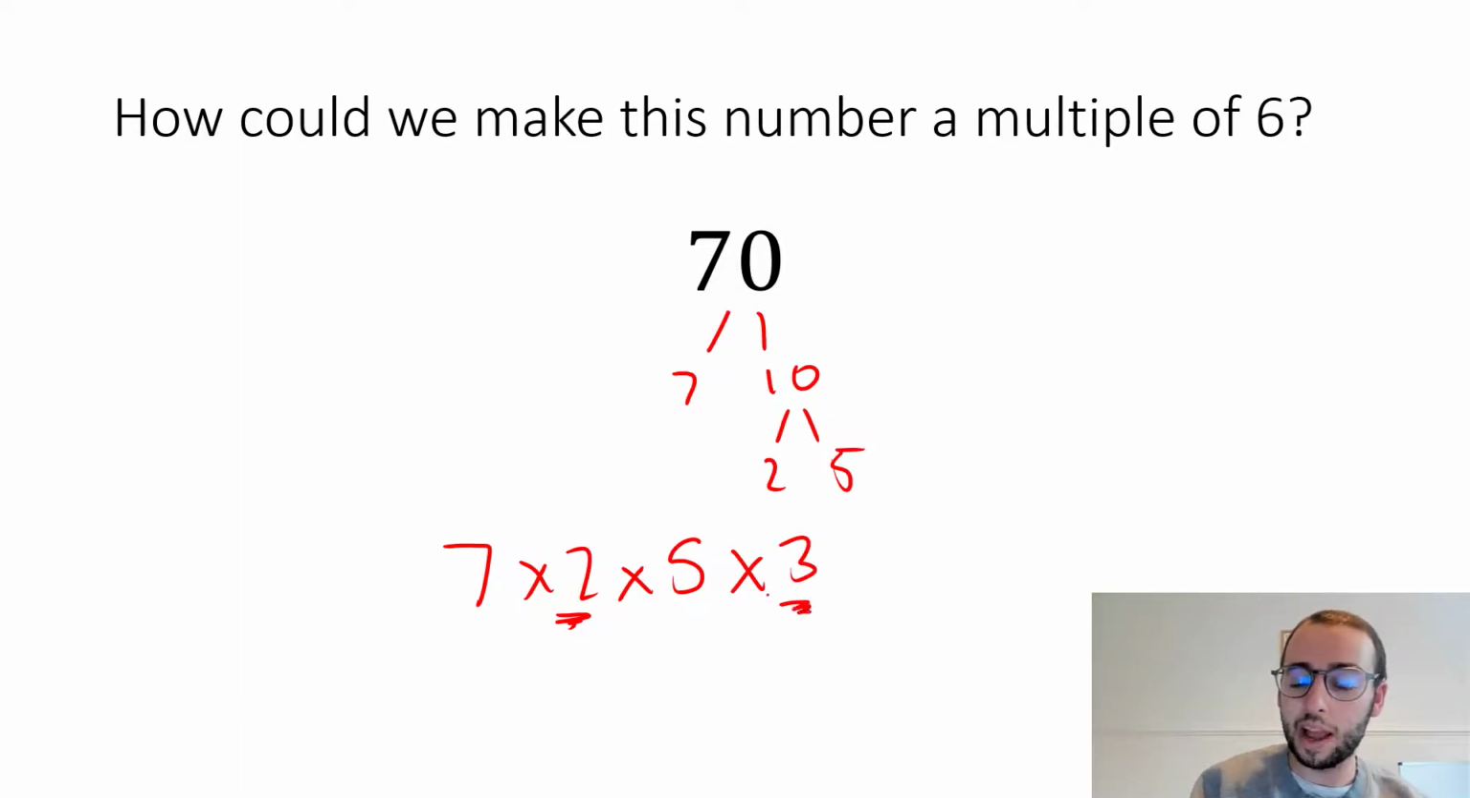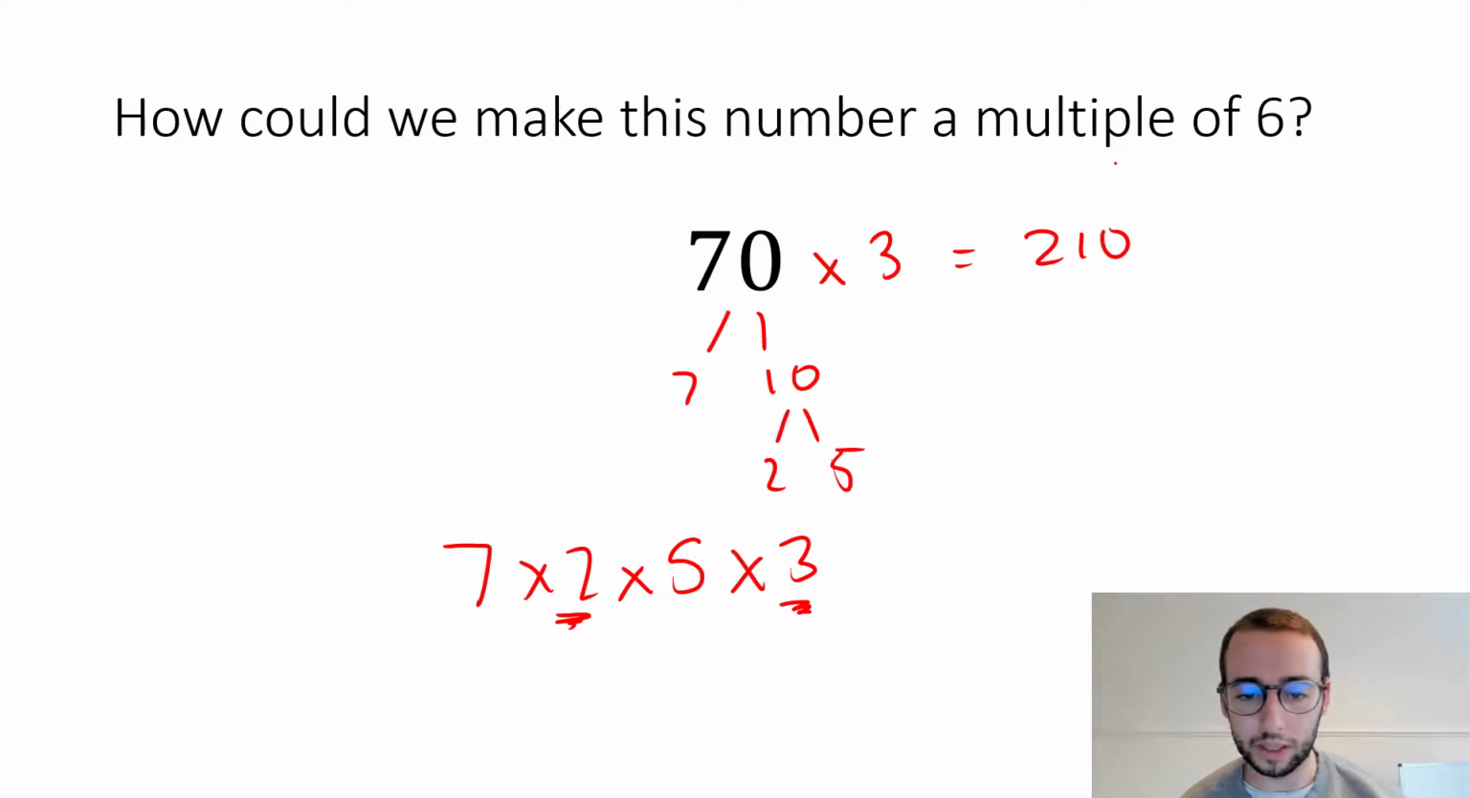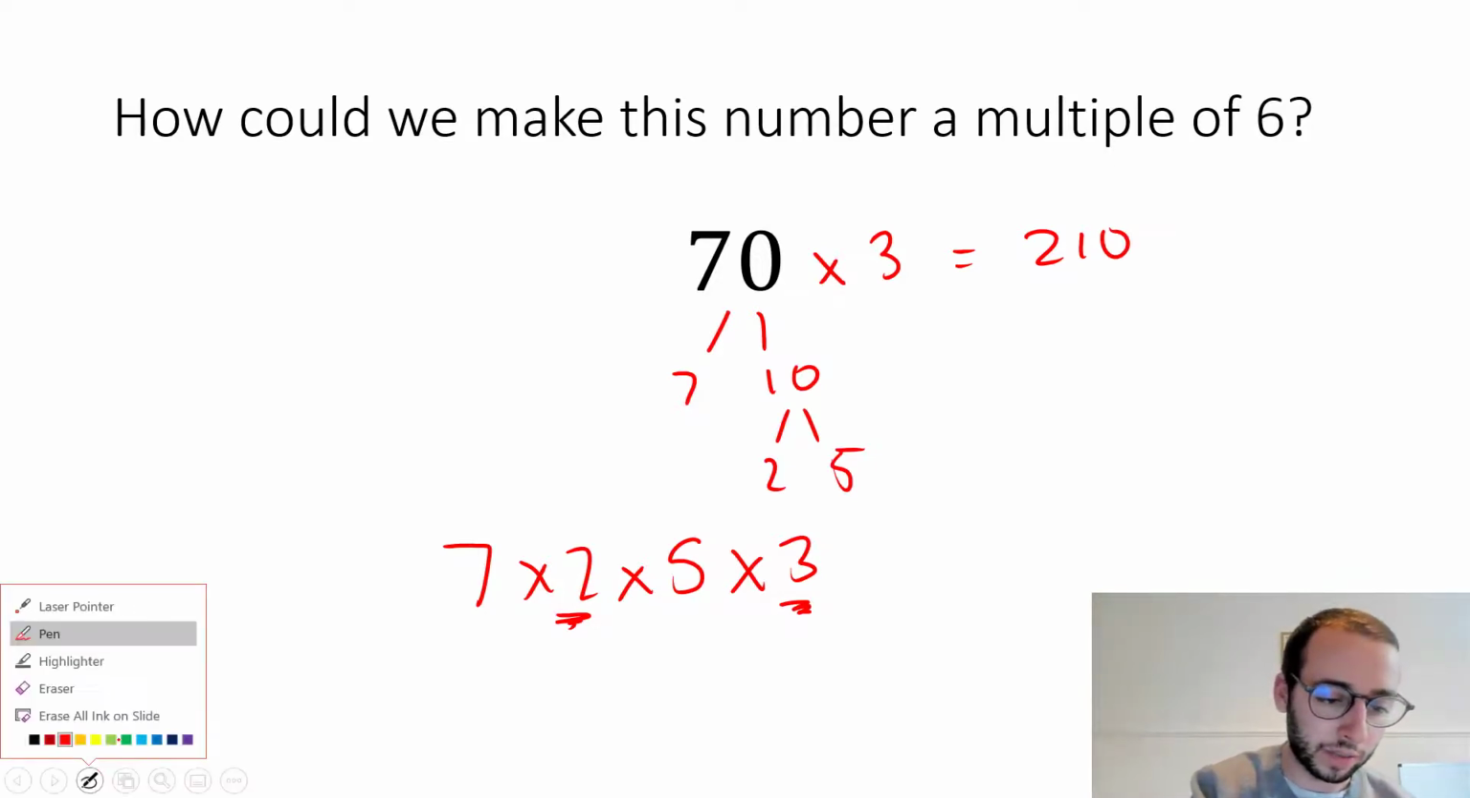Because now it is going to be a factor of 6, because it contains a 6. It can be divisible by 6. So actually all we'd have to do is times it by 3, which would make it 210, which is a multiple of 6. So that's actually a really nice question.